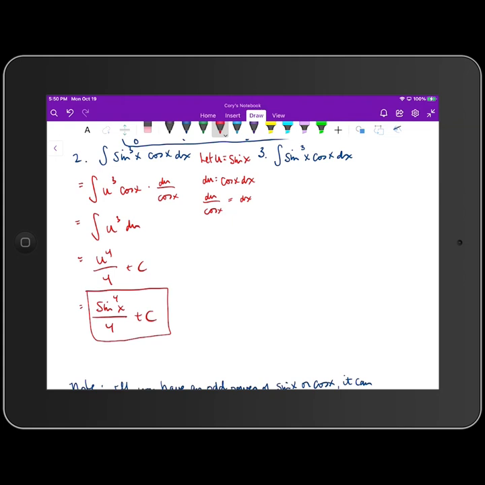Right? So very simple integral for you to evaluate using a u substitution. Oh boy.